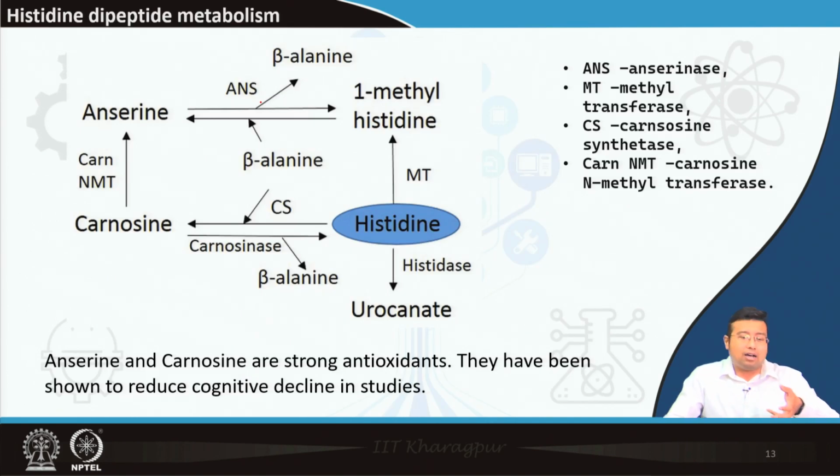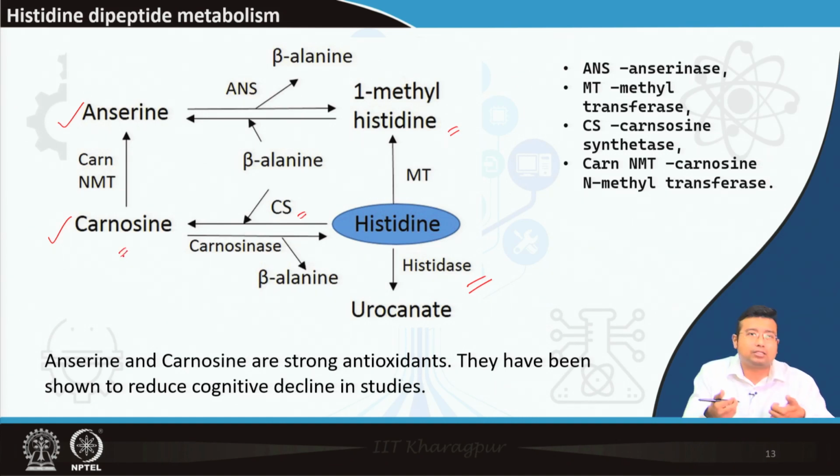There is another dimension of histidine metabolism, that is metabolism of dipeptides. This is not the normal way in which histidine is metabolized; the preferred way is the histidase and urocanate pathway. Nevertheless, histidine is also involved in synthesis of compounds like anserine and carnosine, also 1-methyl-histidine, by action of multiple enzymes. For example, it is carnosine synthase which forms carnosine.